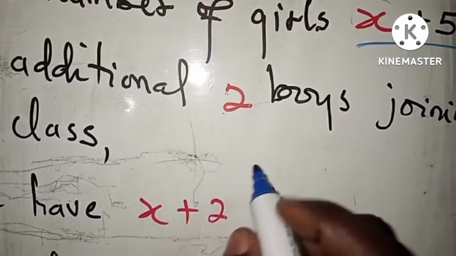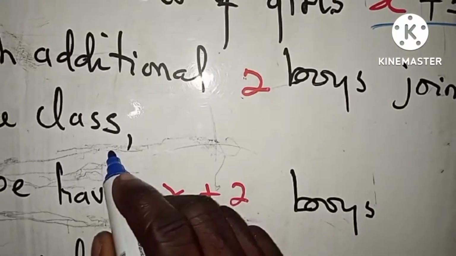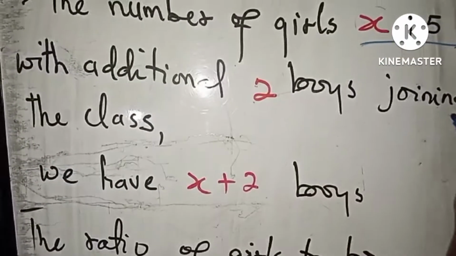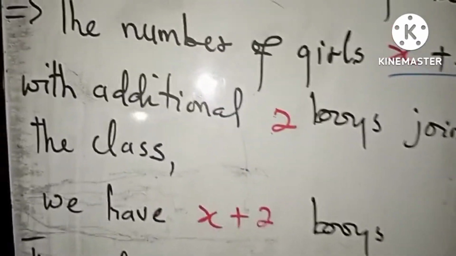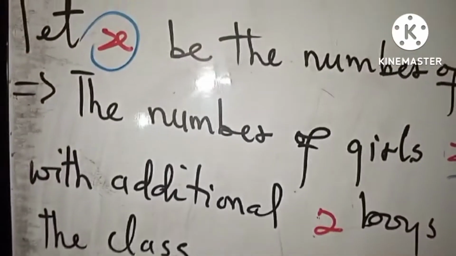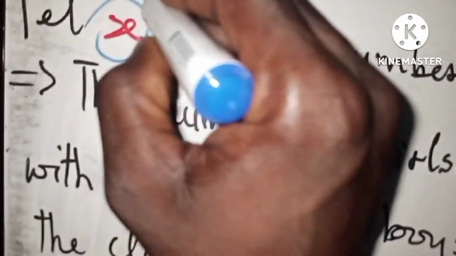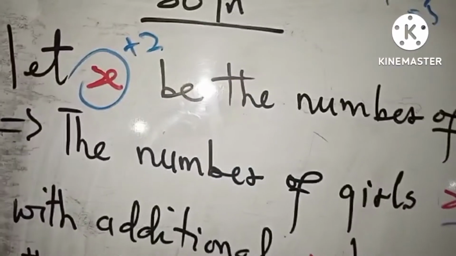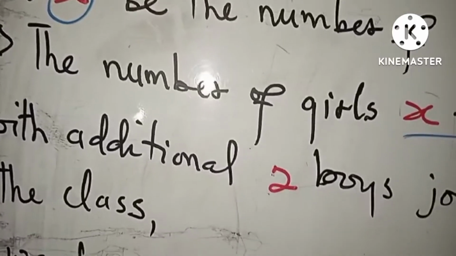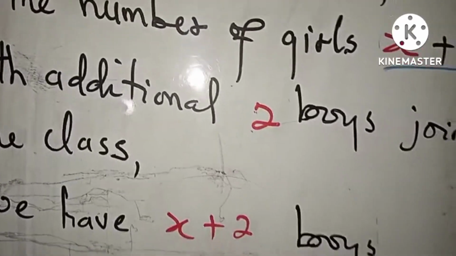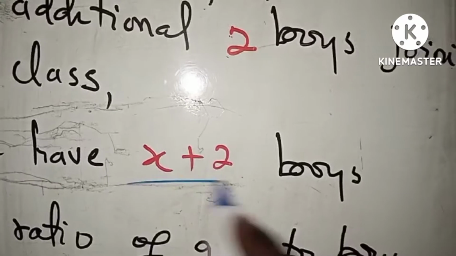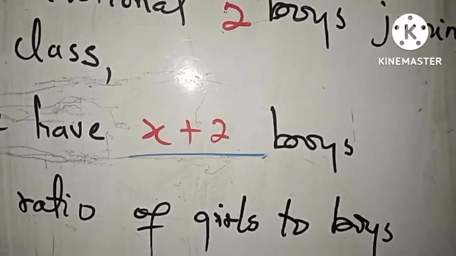Now with the additional two boys joining the class, how many boys are in the class? We have x as the number of boys in the class. So if you add the two to the x, two plus x will give us the number of boys in that class. That's why we have x plus 2 at this point.